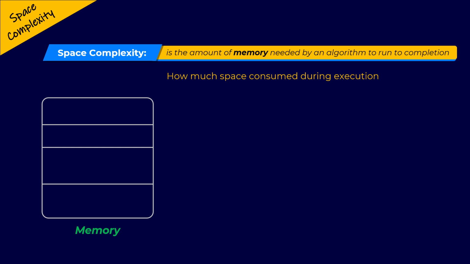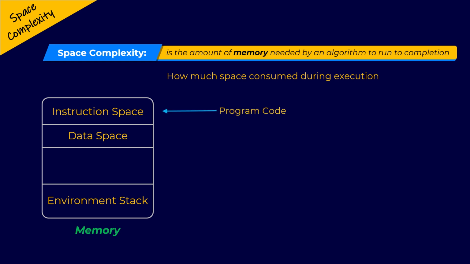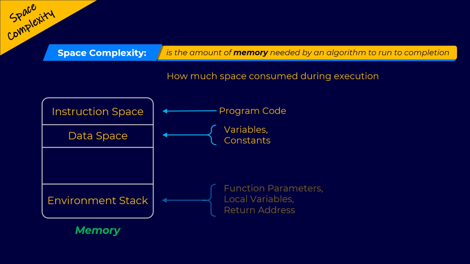The program's memory structure consists of instruction space, data space, and environment stack. The instruction space is the space needed to store the program's instructions. It depends upon the compilers, interpreters, or how the program is converted into executable code. The data space is the space needed by the variables, constants, and dynamically allocated objects. The environment stack, also known as the runtime stack, is used to store the local variables, formal function parameters, and return addresses. The environment stack can grow depending on the function calls, or in case of recursive function calls.